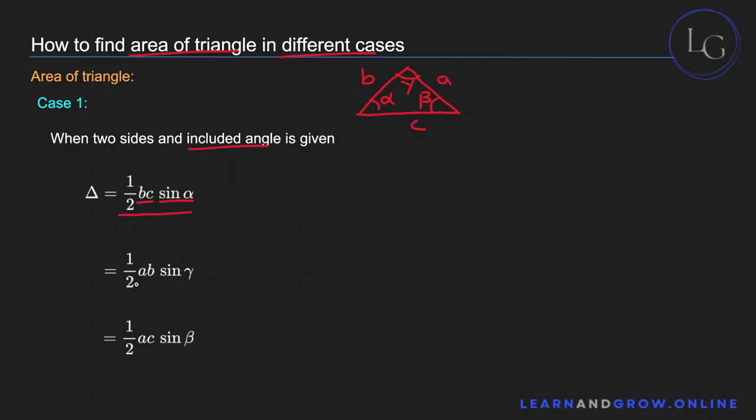Similarly, if you're using this formula, half of AB into sine gamma, that means that if the sides A and B are given to you, then the angle that must be given to you must be gamma, because that's the angle that A and B make. Similarly, if A and C are given to you, beta must be given. And yeah, all three of these formulas are valid. Just half of two sides being multiplied into the sine of the angle that the two sides make. It's the same for all three, and all three are valid for the area of a triangle.